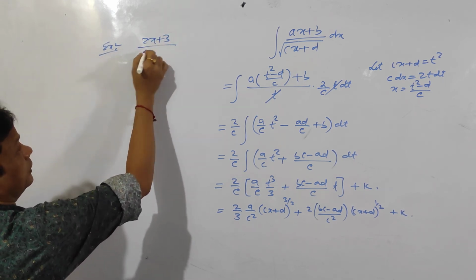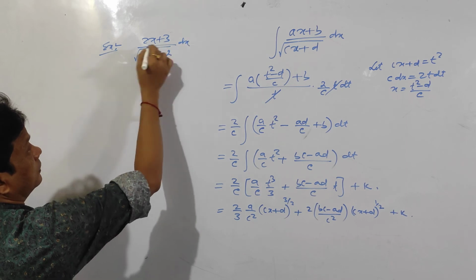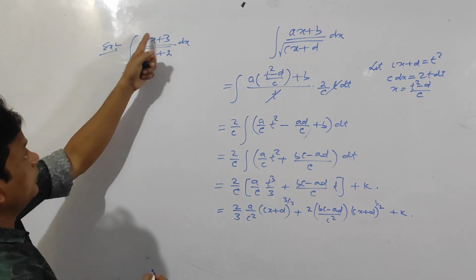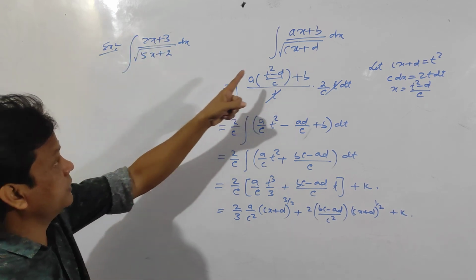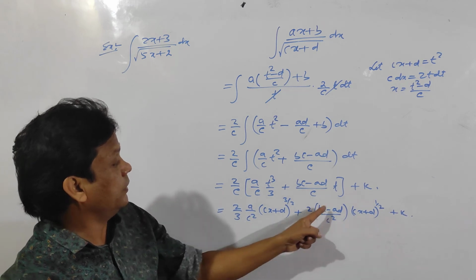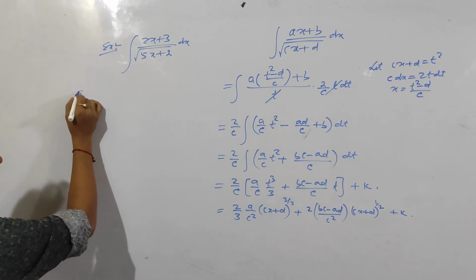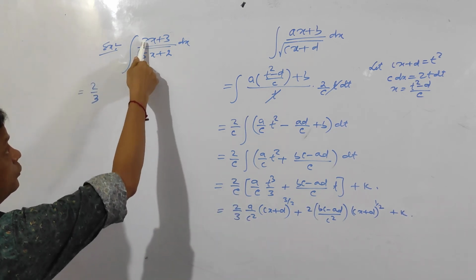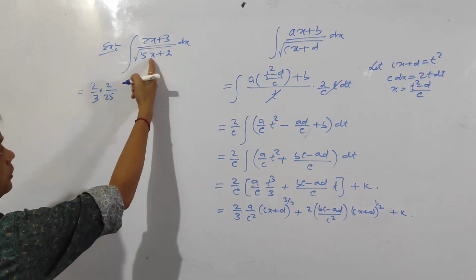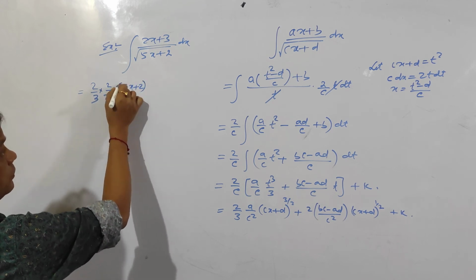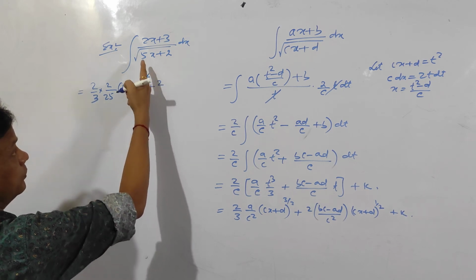2x plus 3 divided by root over 5x plus 2. Same process, I am writing ABCD, ABCD. Okay, so directly I am writing ABCD, A by C square. See here, A by C square. And here, BC minus AD, BC minus AD by C square. Clear? So I am writing directly 2 by 3, A by C square, 2 by 5 square. 5 square is 25. So 2 by 25, and the under-root part is 5x plus 2 to the power 3 by 2, plus the second part 2 by c square.